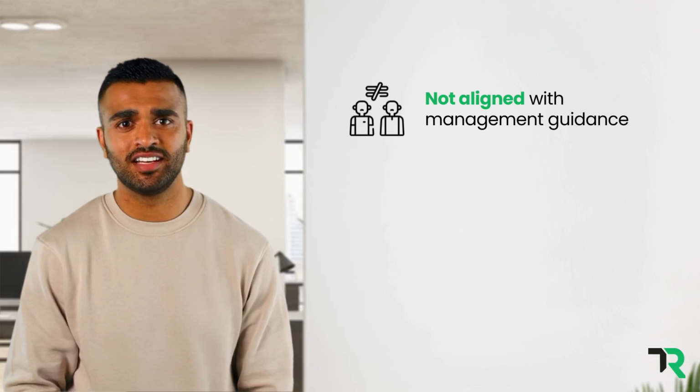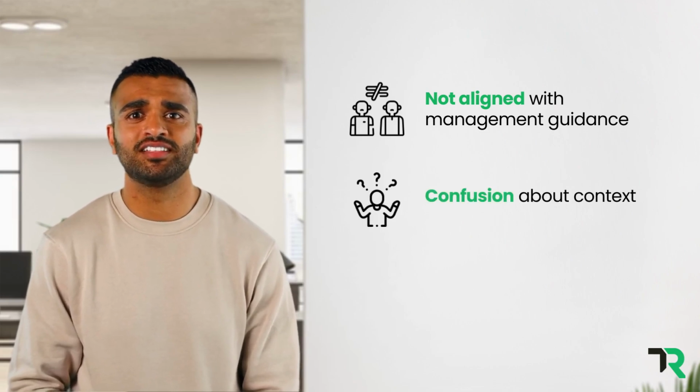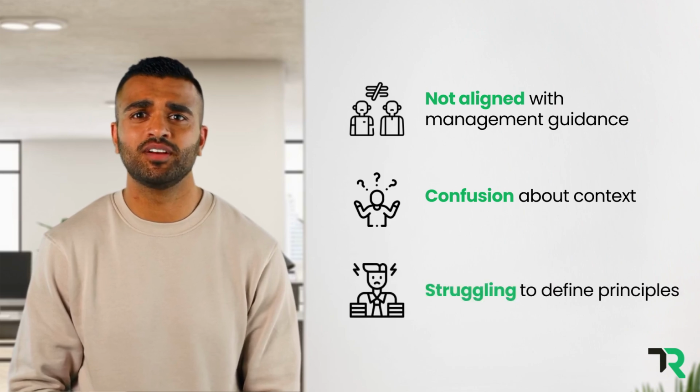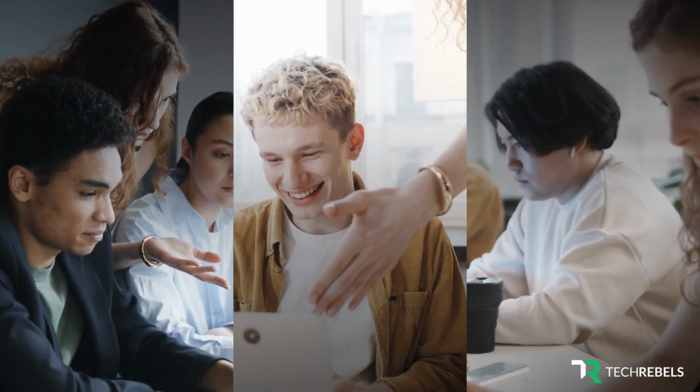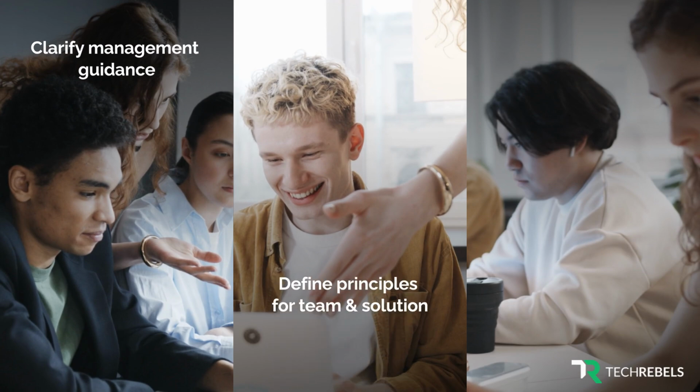At this stage, teams often face three common struggles. They are not aligned with management guidance. They are unclear about the project context, and they find it difficult to define principles that are practical and easy to follow. Our approach solves these struggles systematically through three actions. 1. Clarify management guidance. 2. Define principles for development, the team, and the solution. And 3. Identify relevant conditions.